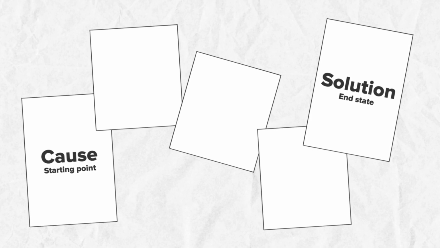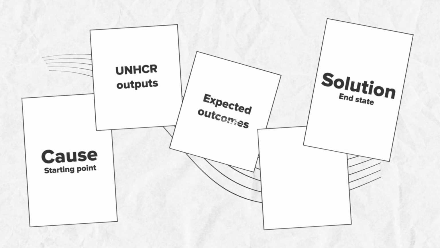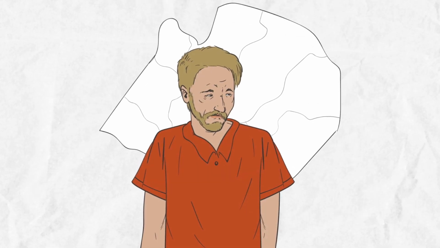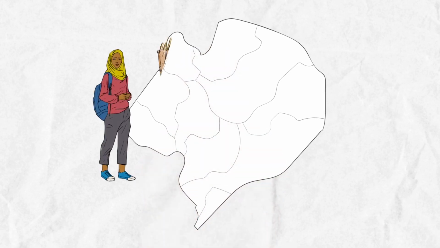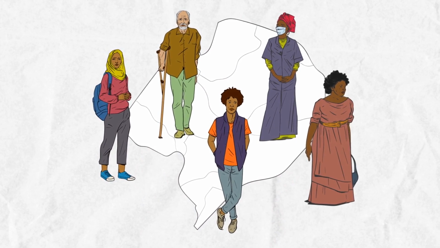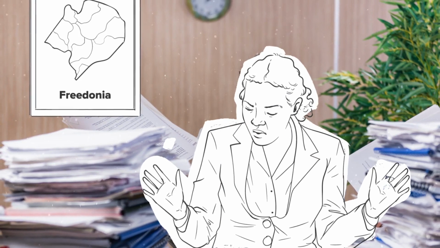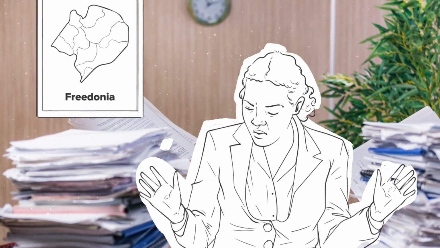The steps of the change pathway, from causes of the problem to the solution, are the UNHCR outputs, expected outcomes, and intended impacts. For example, in Fredonia, the government announced the naturalization of 60,000 stateless persons. But these persons didn't get ID cards because the administrative system is complex and outdated. The officers don't know the new procedure and are discriminating against this population.